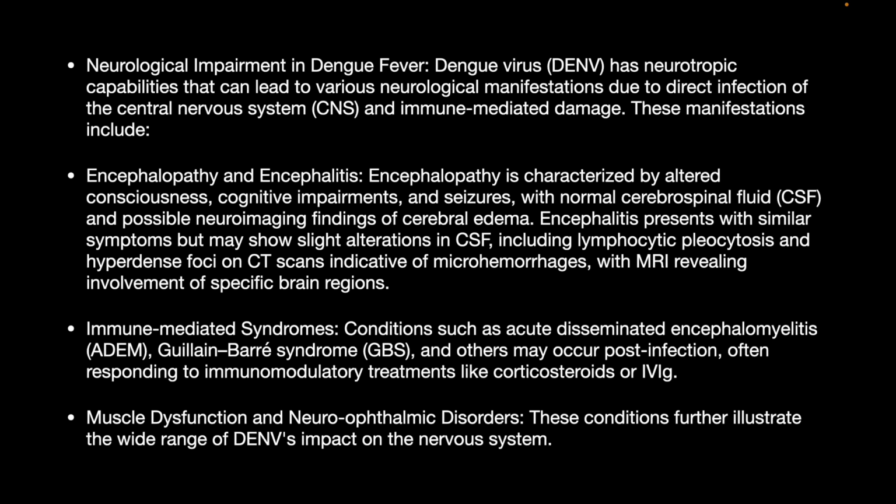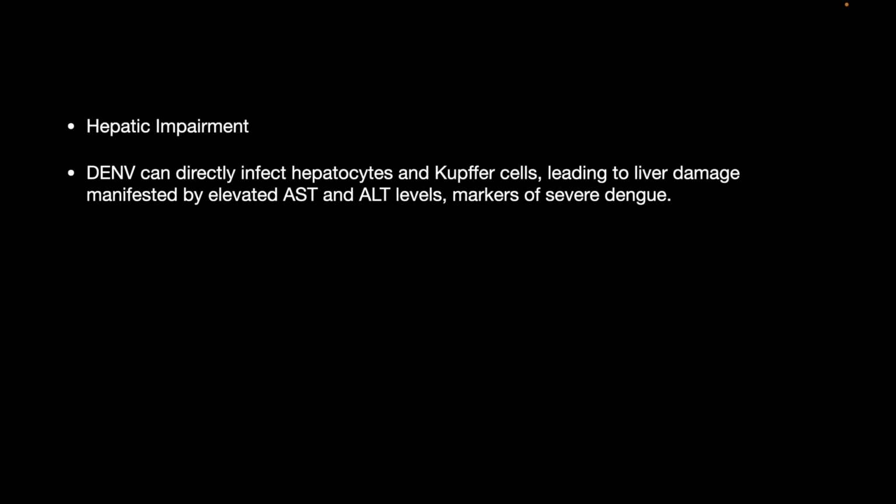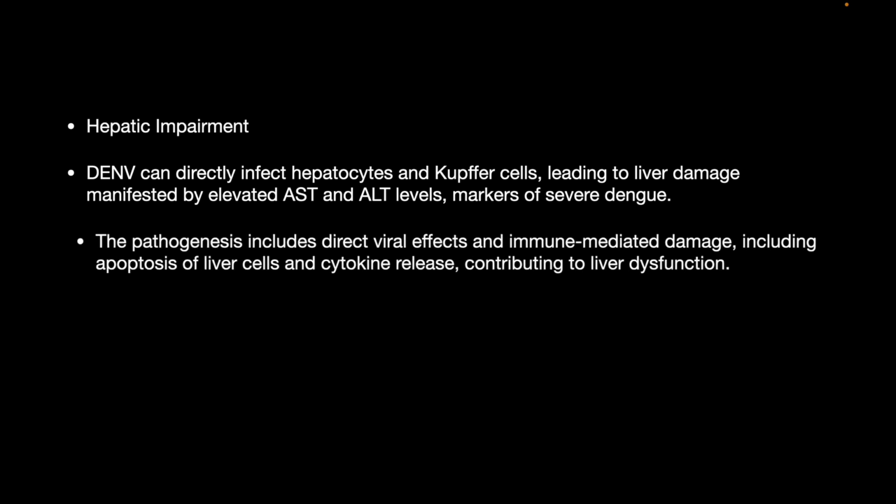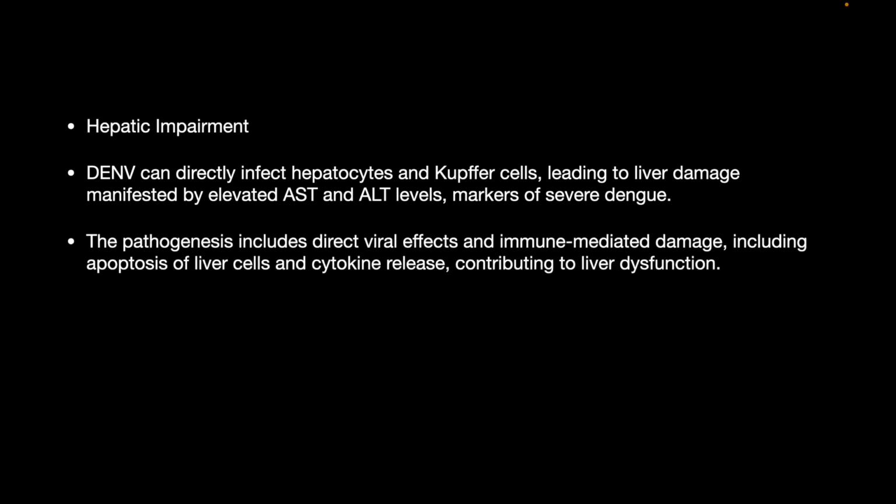Muscle dysfunction and neuroophthalmic disorders can be seen in some cases of dengue. The next is hepatic. The dengue virus infects the hepatocytes and Kupffer cells, leading to liver damage manifested by AST and ALT elevation, which is a marker of severe disease.